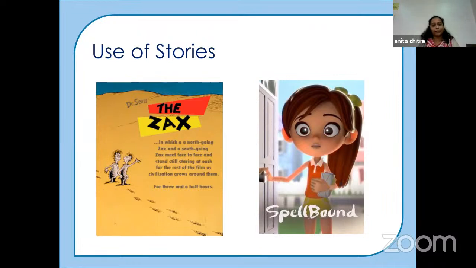Like Mr. Zax is a very rigid character, and the two of them stand in front of each other for years together. And that's how the whole story goes. So you ask the child, do you want to be like Mr. Zax and be so rigid, so that everything changes and you don't get the fun? So this is how you make them aware about things.